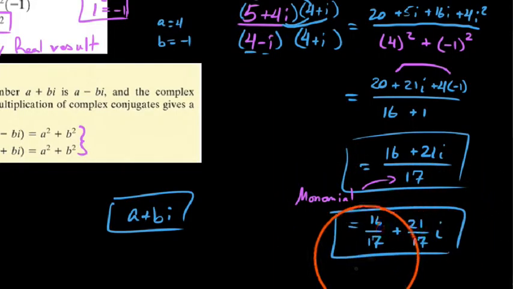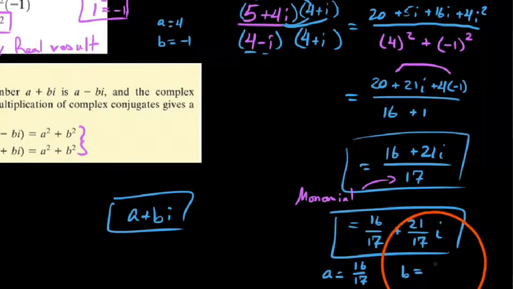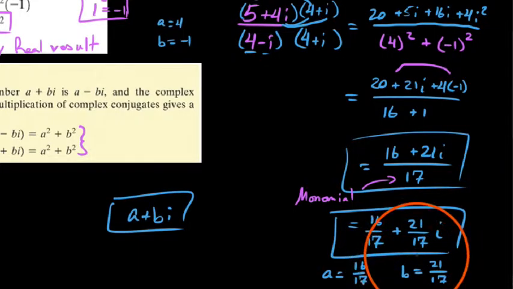This would be in standard form, because now we can identify that with this quotient of the two complex numbers, the a part, or the real part, is 16 17ths, and the b part, or the imaginary part, is 21 17ths. So that is how you carry out complex number division. You multiply the top and bottom of the expression by the conjugate of the denominator's expression.